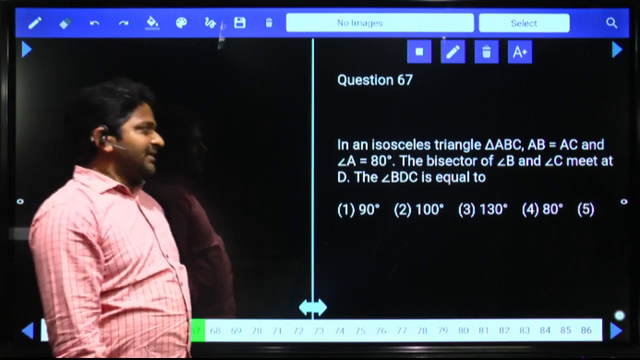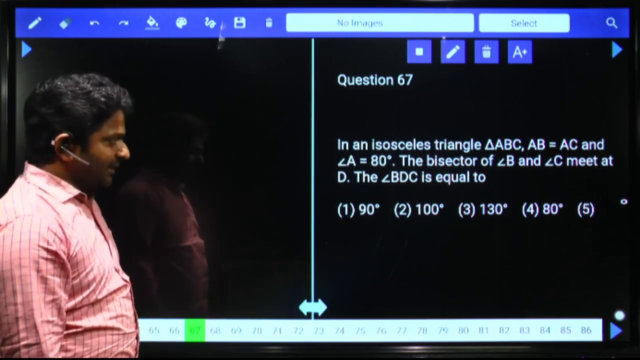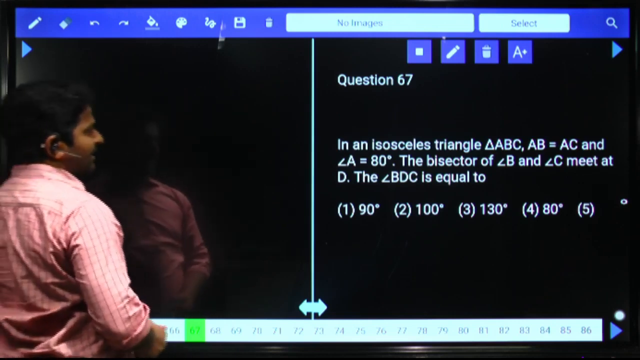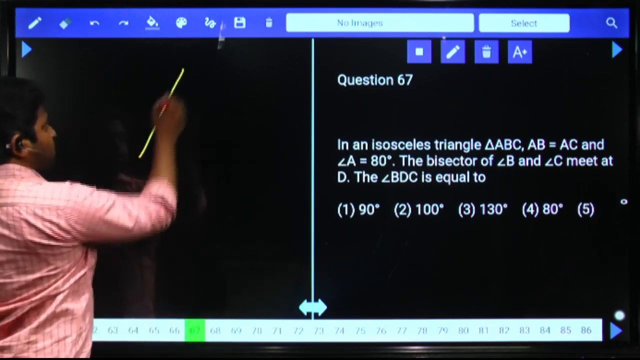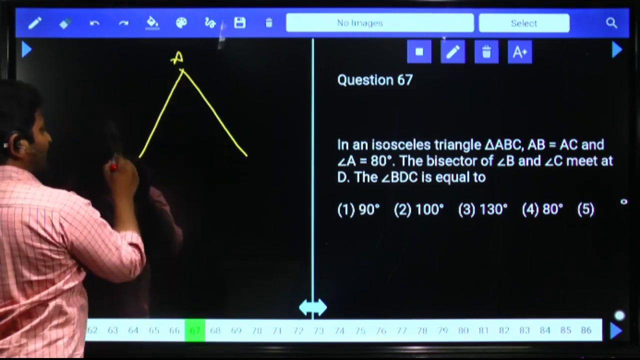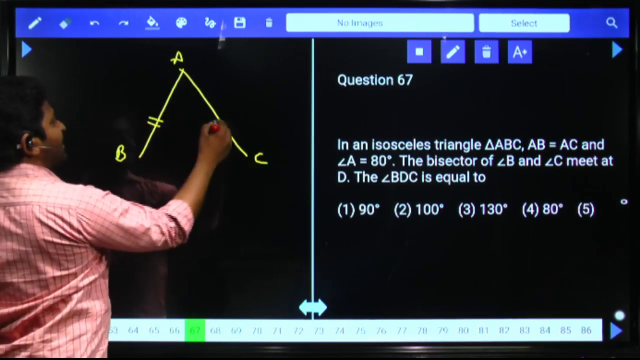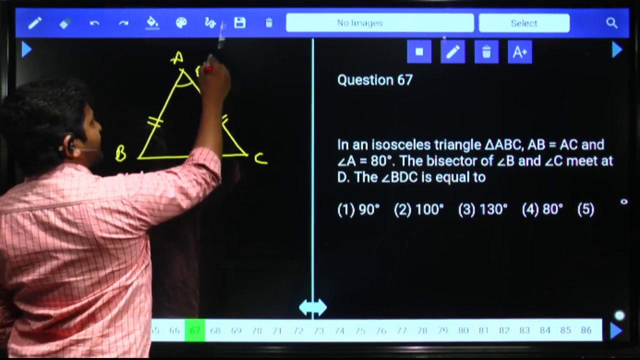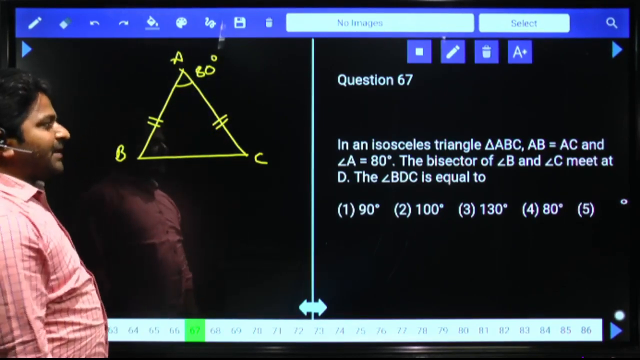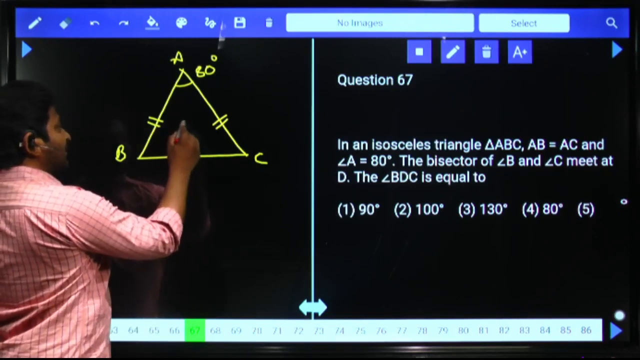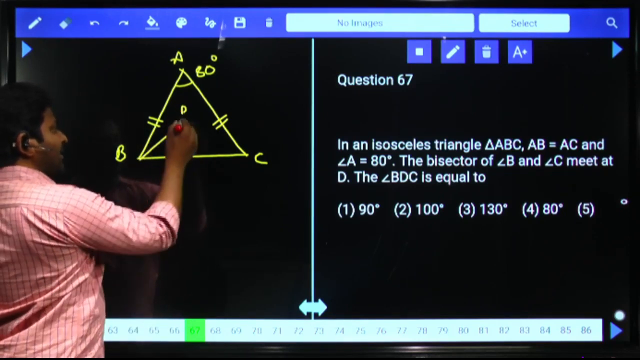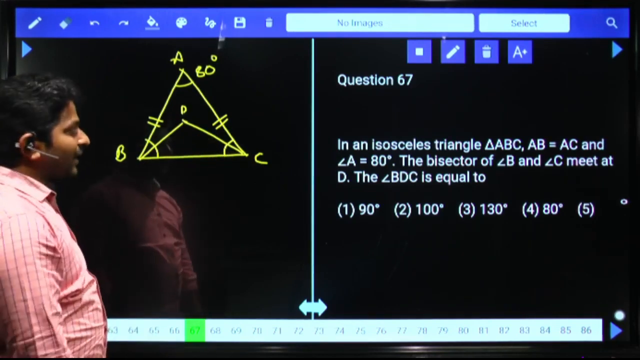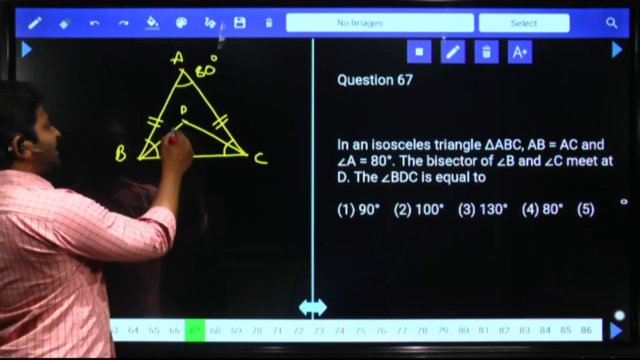ABC, AB is equal to AC and the angle at A is 80 degrees. The bisectors at B and C meet at D. Then angle BDC is equal to how much? Okay. This is A, B and then C. AB is equal to AC. The angle at A is already given as 80. Now your question is, the bisectors meet at point D. This is point D. The bisector will divide this angle equally, here at B and then C. Now the angle at BDC is equal to how much?